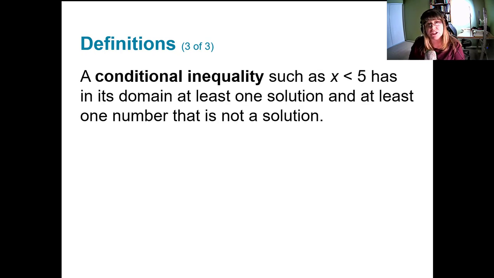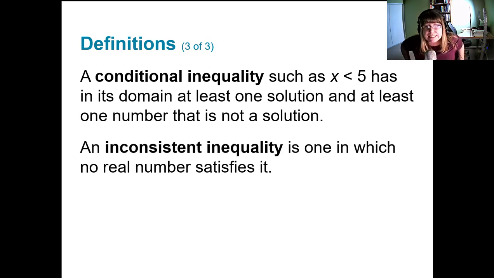A conditional inequality such as x is less than 5 has, in its domain, at least one solution and at least one number that is not a solution. Here's an example. When x is 4, x is less than 5. 4 is in the solution set. Now let's try x equals 6. 6 is not less than 5, and that's at least one number that is not a solution. That's what it means to be a conditional inequality.